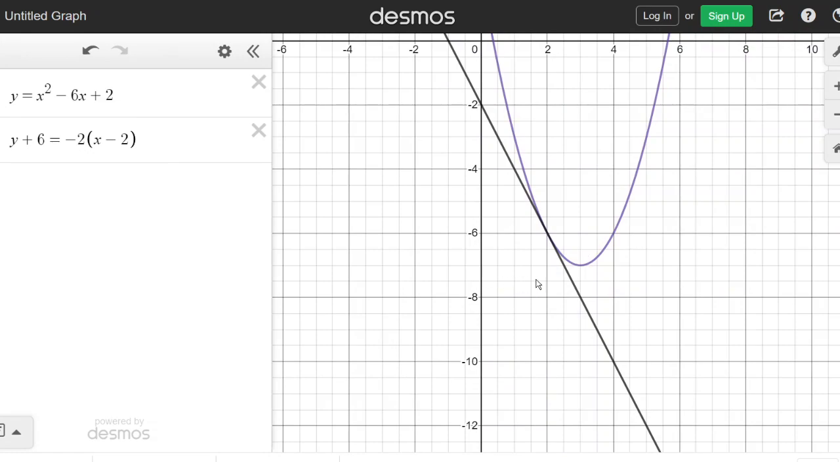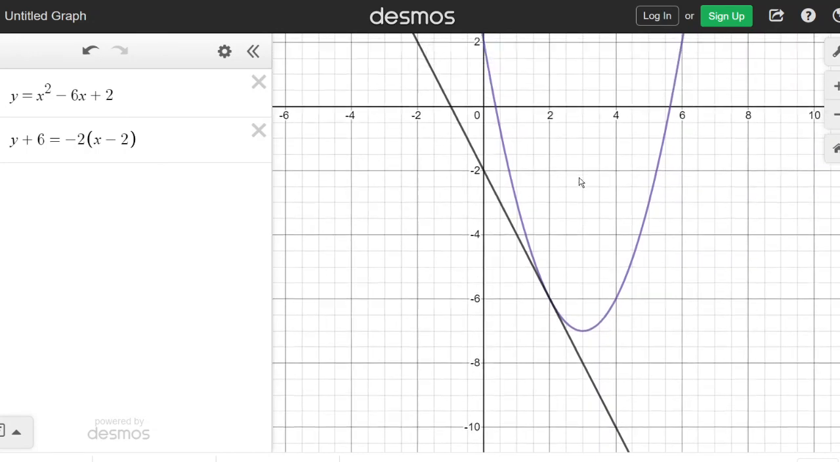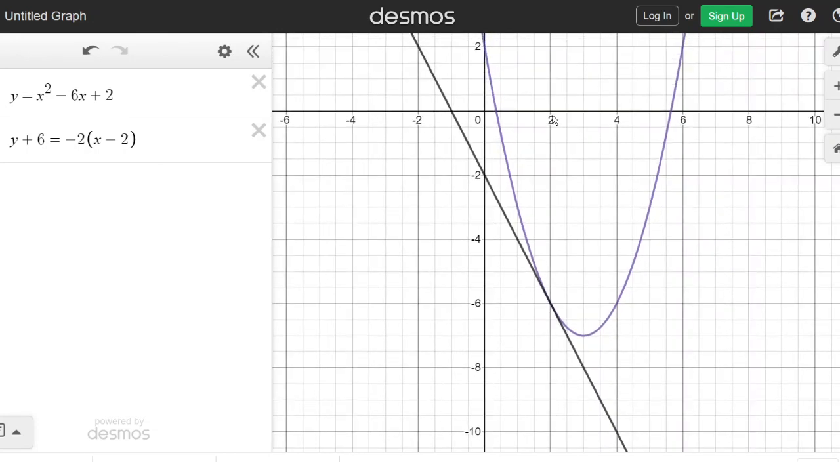Now I'm going to tell you the geometric meaning. When x value is 2 on the parabola, on the graph, you have a point in here. The point has x coordinate of 2 and y coordinate of -6. So do you remember we found out the slope, the derivative of the function, is -2?